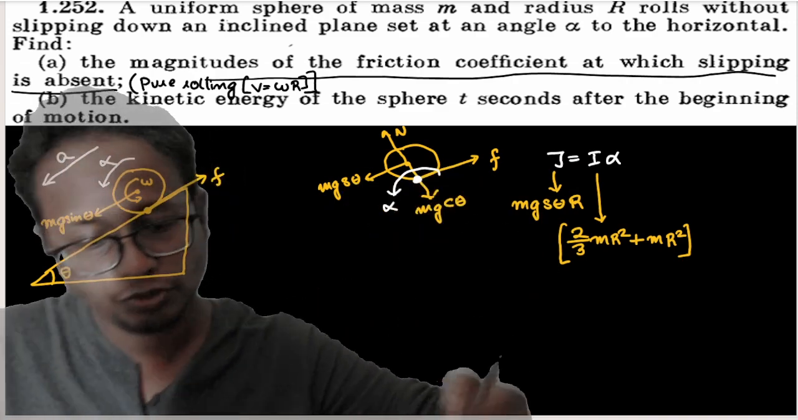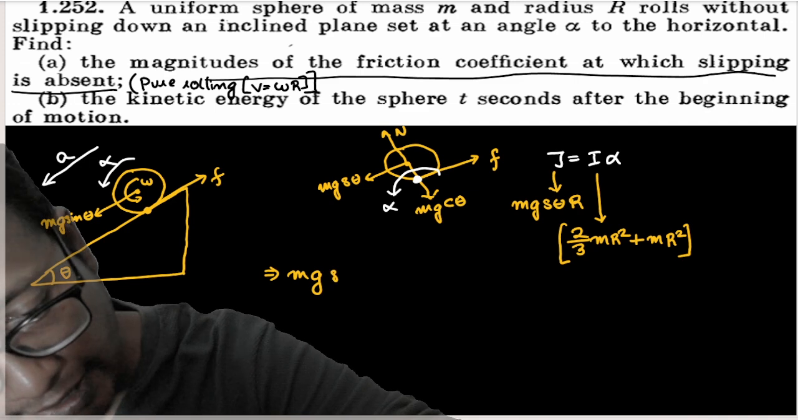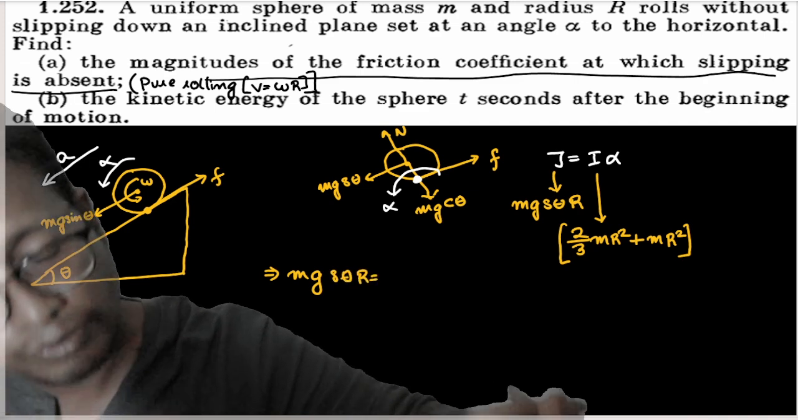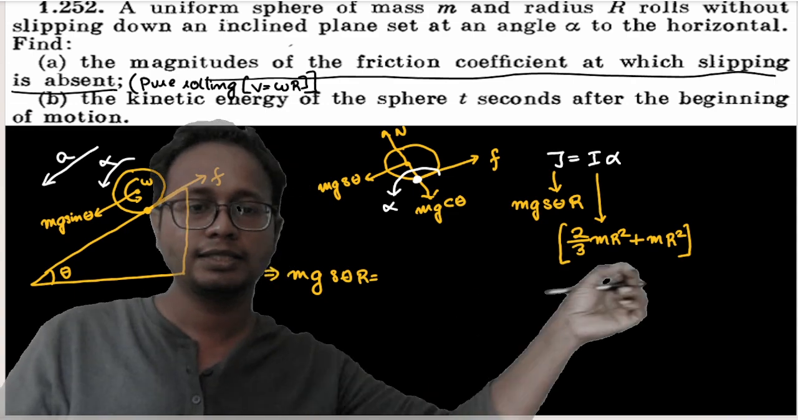Now the question is mostly solved. mg sin theta into r is equal to (2 by 3 m r square plus m r square) into alpha, where that is nothing but 3, 6, 3, 4, 5.